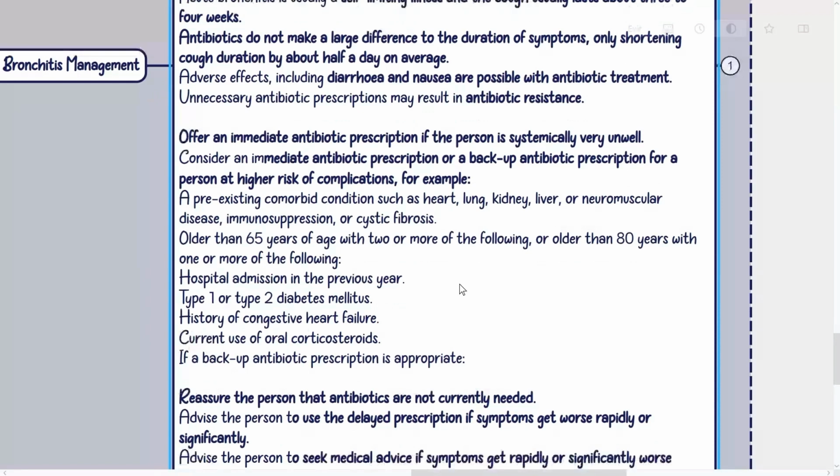Offer an immediate antibiotic prescription if the person is systemically very unwell. Consider an immediate antibiotic prescription or a backup antibiotic prescription for a person at higher risk of complications. For example, a pre-existing comorbid condition such as heart, lung, kidney, liver, or neuromuscular disease, immunosuppression, or cystic fibrosis. Older than 65 years of age with 2 or more of the following, or older than 80 years with 1 or more of the following.